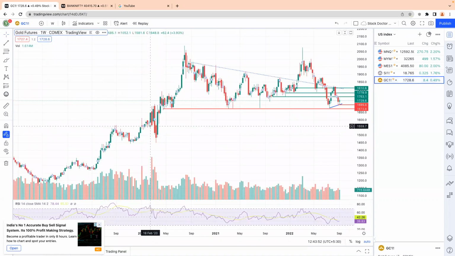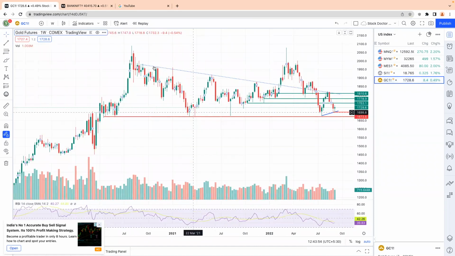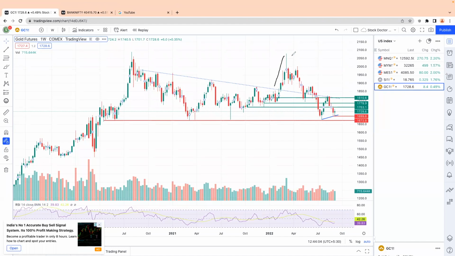Gold, you can see my friends here, this is the dotted line which I have created. You can see very clearly that gold was trading in this channel, and then it broke out of that channel, went up again, came into this channel here, and now it is trading here. So I think gold might again give one upside till $1,800. So let's see exact levels for the gold.